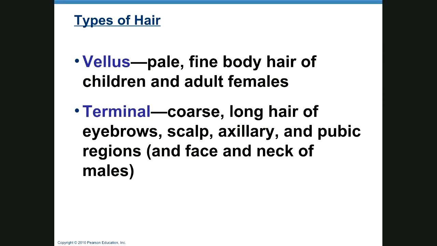The body has two types of hairs. Vellus is the fine hair that you see on the skin, and the terminal hair is the hair found on the scalp, under the armpits, in the pubic area, etc. So it's a thicker type of hair.